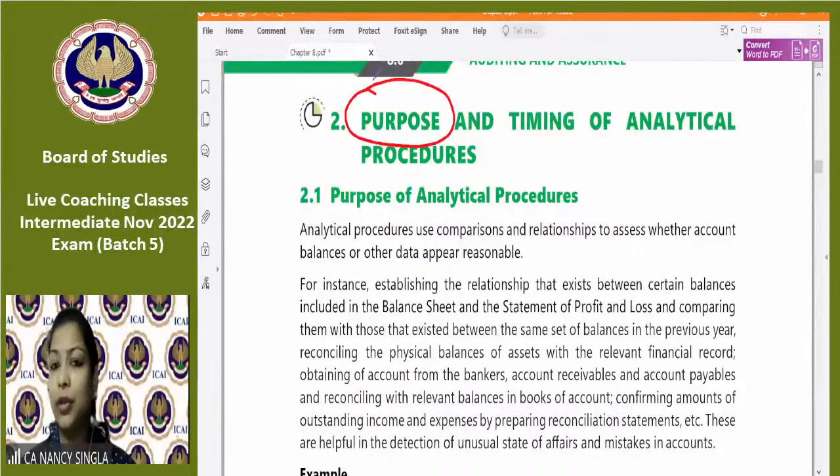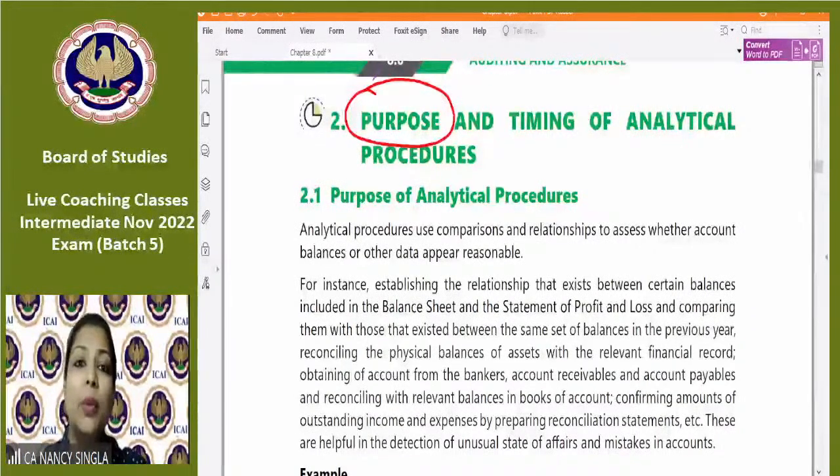So the auditor may calculate the debtors turnover ratio, the inventory turnover ratio, any ratios. And what will they be called? They will be called that the auditor is performing analytical procedures. Okay? Is it clear? So basically, in order to know what unusual state of affairs is there in the company, that is the purpose why the auditor is performing analytical procedures.